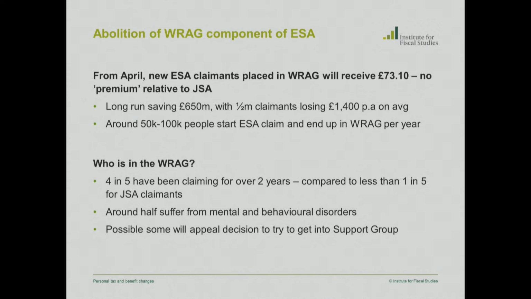What kind of people are these individuals in the work-related activity group? Well, one important thing to note is that in terms of the duration of their benefit claim, they look very different to JSA claimants. So 4 in 5 of current RAG claimants have been claiming for over 2 years, compared to less than 1 in 5 of current JSA claimants. That might be relevant when you're thinking about what the appropriate level of support is to provide to these individuals. About half suffer from mental and behavioural disorders, rather than a physical disability being the main reason they're there.